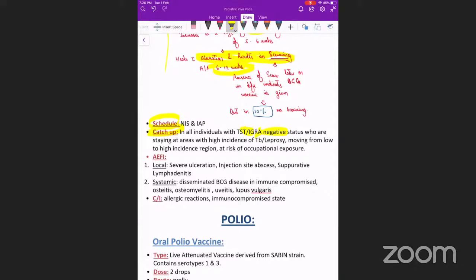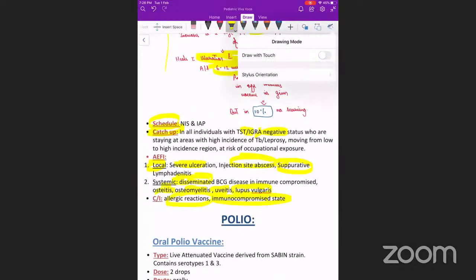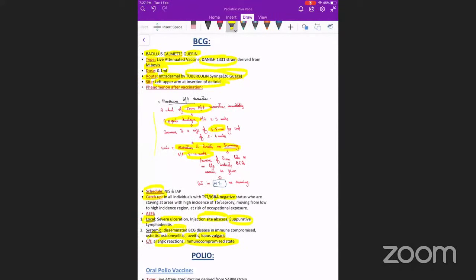Now, what are the adverse effects? BCG has quite a few. One is local severe ulceration and injection site abscess. Suppurative lymphadenitis can take place, or systemic disseminated BCG disease, which usually occurs in the immunocompromised. Osteitis, osteomyelitis, uveitis or lupus vulgaris can also take place. Contraindications are the immunocompromised state, since it is a live vaccine, and allergic reactions. So these are the headings that you are going to talk about for each and every vaccine. Now we are done with BCG.